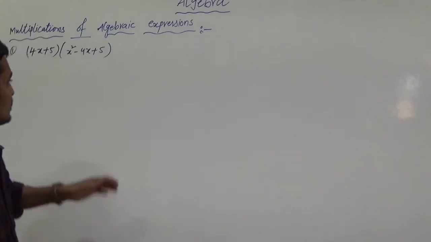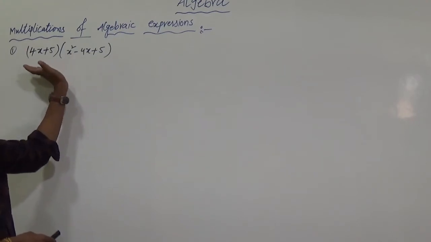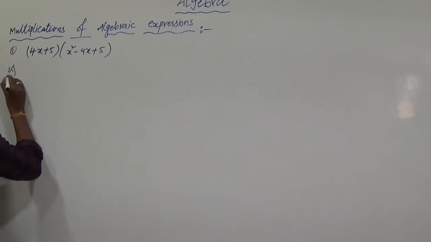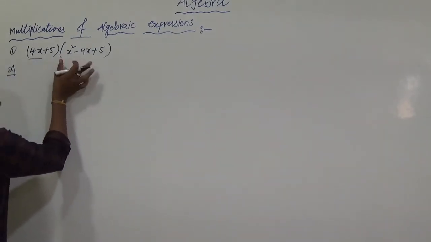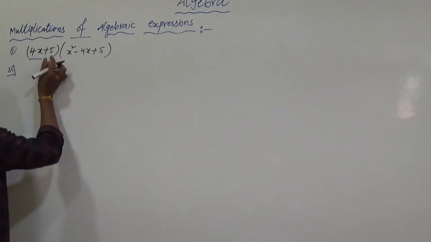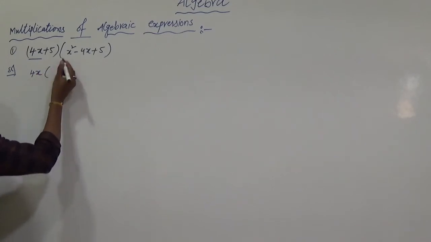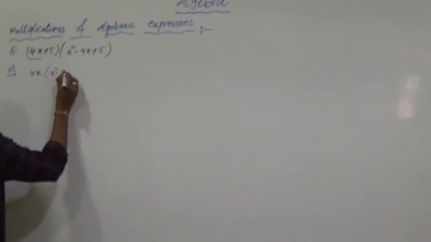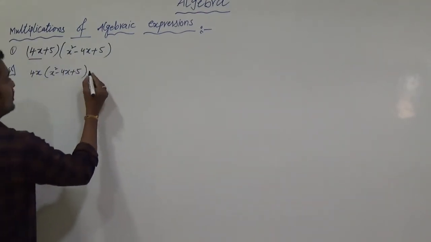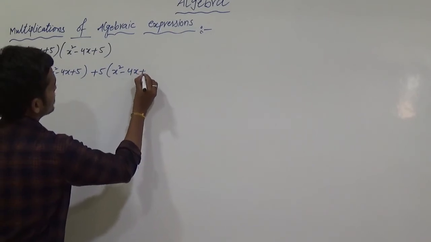But the way is, we have to think in our brain. This is the binomial, 2 terms. This is the trinomial, 3 terms. Now we are multiplying binomial with trinomial. But we can solve it the same way. First, we should multiply 4x with every term: x square, 4x, and also 5. After that, we should multiply 5 with every term. So I am writing one step: 4x into x square minus 4x plus 5, that means the first term into the whole, the same way plus 5 into the whole, x square minus 4x plus 5.